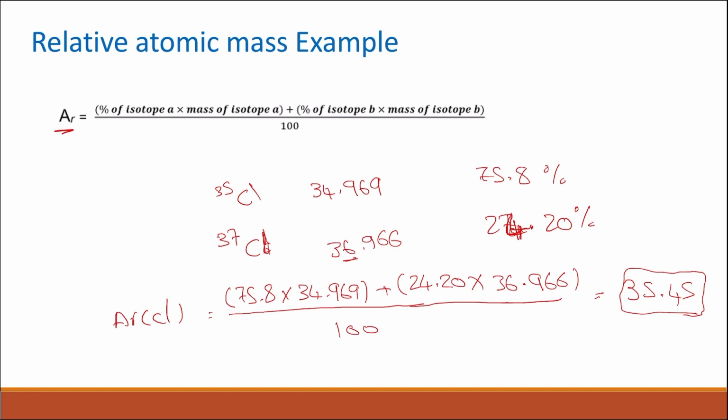If you are given any element, even if it has more than two isotopes, you can simply use this equation to calculate it. If you have a third isotope, you're still going to add it: plus the percentage abundance of isotope C times the mass of isotope C, and so on. It doesn't matter how many isotopes there are, you can use this equation, you just need to include all the different isotopes.